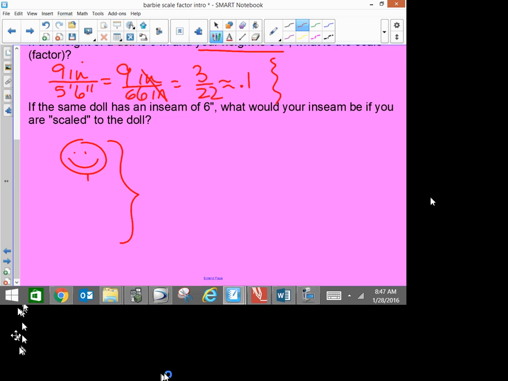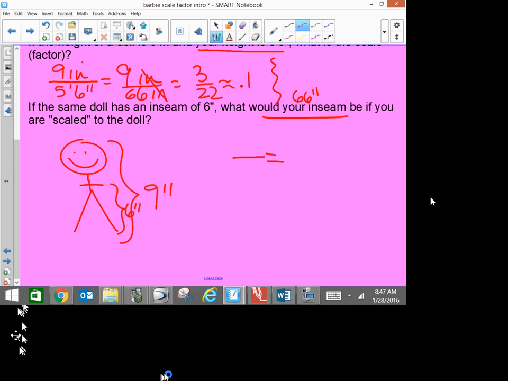Okay? So your inseam is actually, if this is 9 inches, this is very unreasonable. This means her legs start like right up there. There you go. That's 6 inches. That is a very odd proportion, isn't it? Get it? Proportion. Okay. So we're just going to go with it. How long would your inseam be if you are scaled to the doll? Okay. So we are still 66 inches tall. Okay? We're going with that.